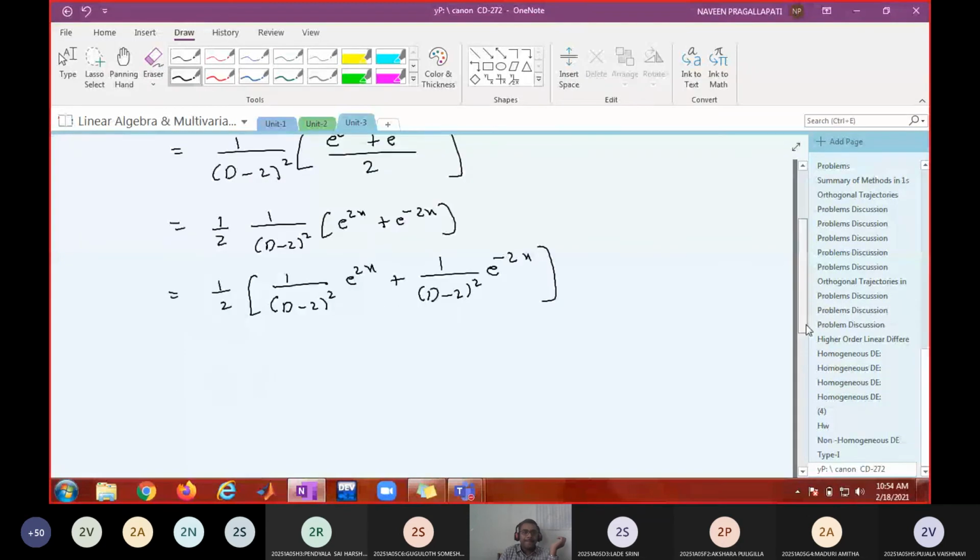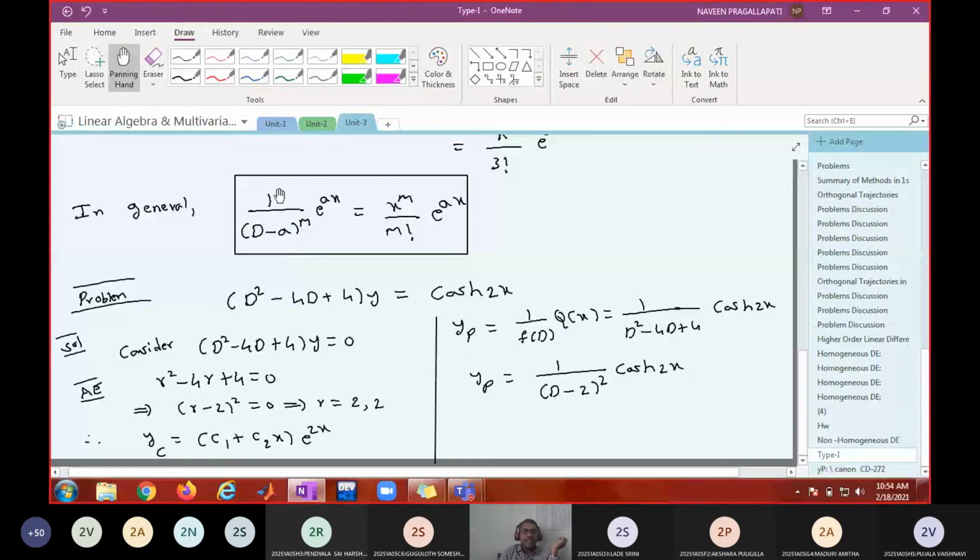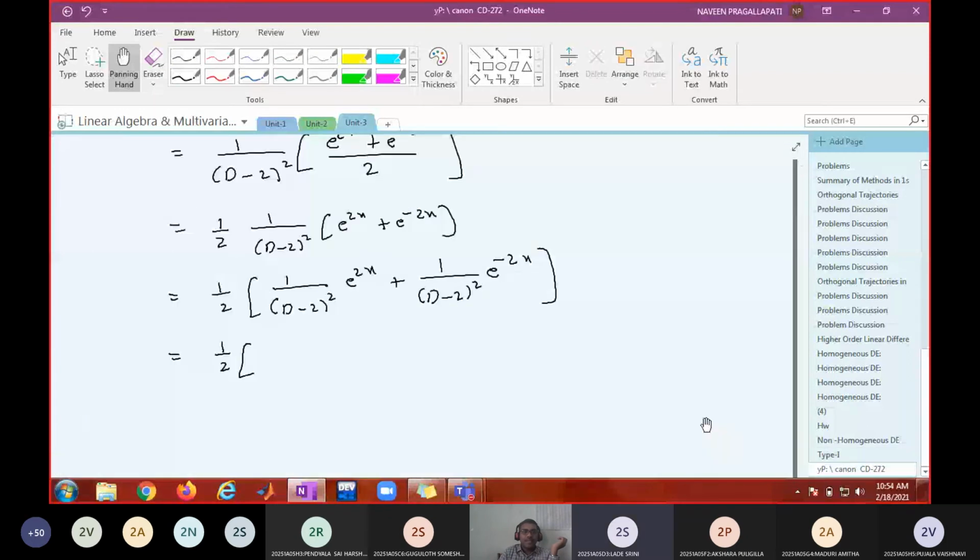Is it okay? Now can you tell me the answer to the first one? Is it in the form 1 by (d minus a) whole power of e power ax? Yes. So what is the answer to this? x square by 2 factorial into e power 2x. Is that okay?